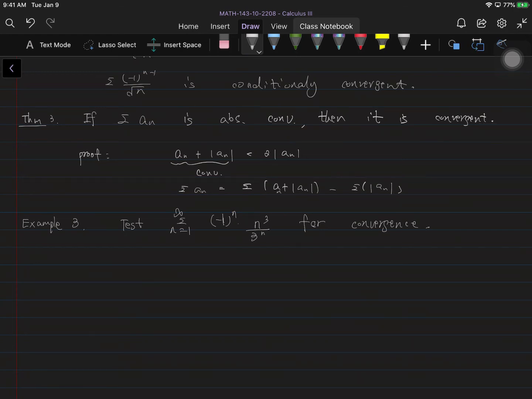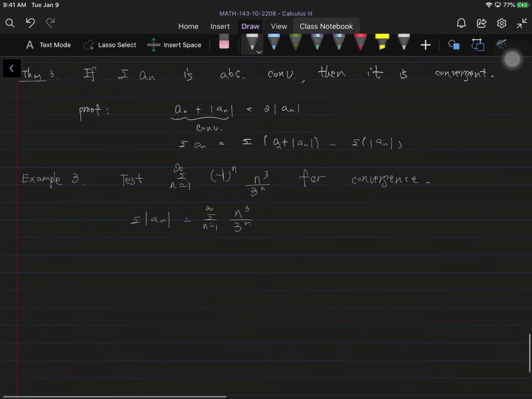Let's try to use the absolute convergence theorem to test the convergence for this series. Now let's take a look. We take the absolute value of this series, and it becomes n cubed over 3 to the n. Because this section also has the ratio test and root test, here I want to review the root and the ratio test with you. So I'm going to use two methods to tell whether this is absolutely convergent or not.